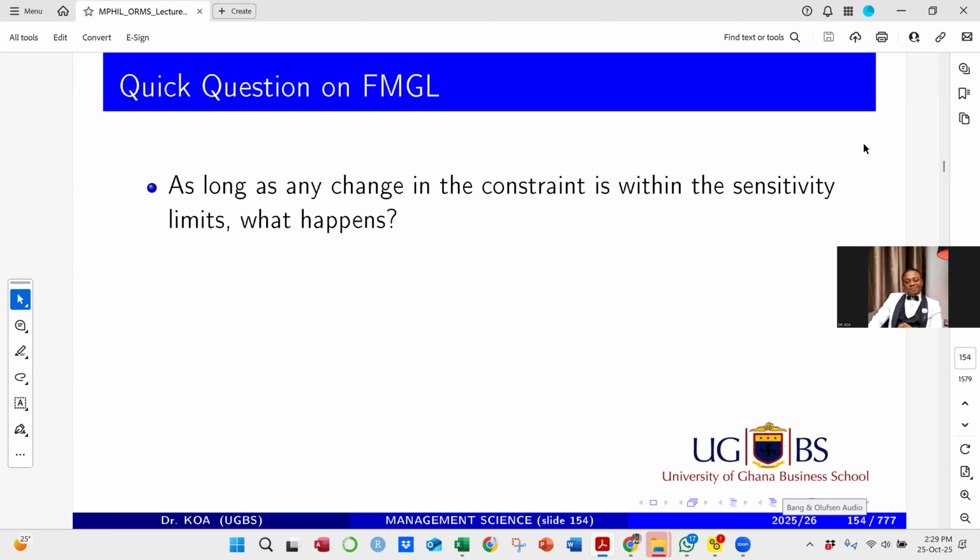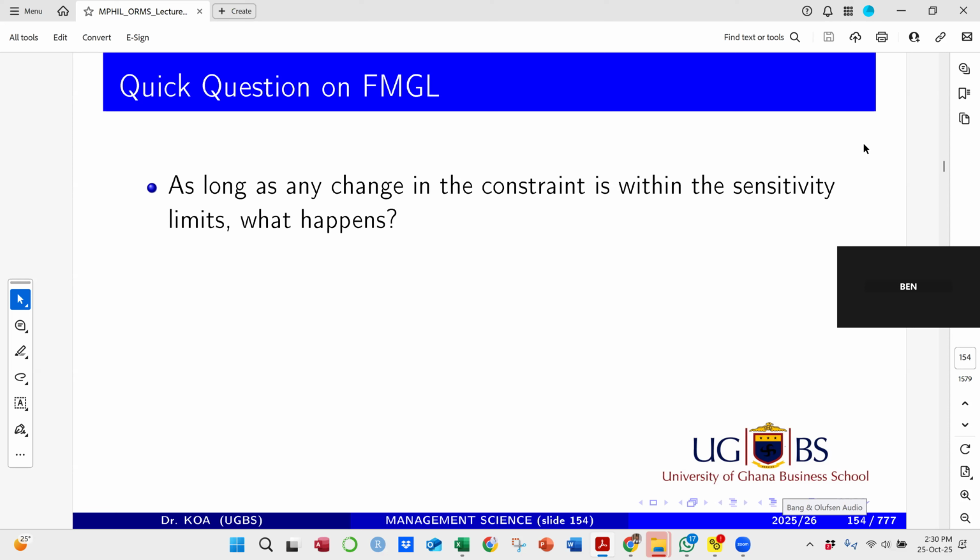As long as any change in the constraint is within the sensitivity range, what happens? You can tell us. If you have been following, you should be able to understand this. As long as any change in the constraint is within the sensitivity range, what will happen at that point? Then, I think FanMock will still make profit.